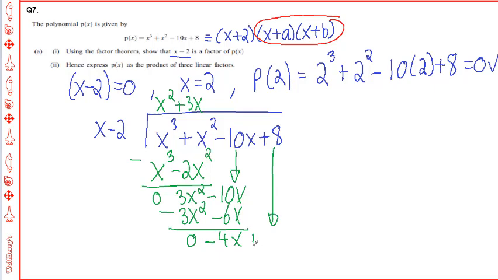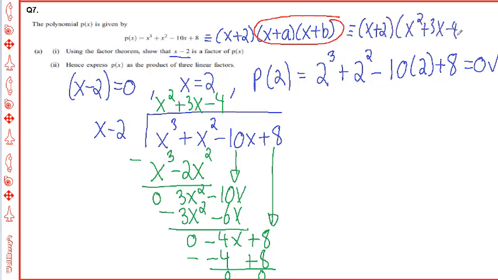Final one, drop the plus 8, minus 4x plus 8, so minus 4x divided by x is minus 4. Multiply back out. Now this time, both of them should be 0. 0, 0, because this is a factor, so when you divide it you should always get 0, no remainder. What that's given us is all of this, but in a quadratic form. So this is identical to x minus 2 times x squared plus 3x minus 4.